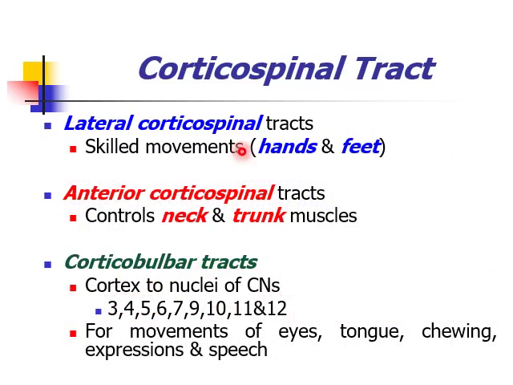The lateral corticospinal tract, the one distributed throughout the whole spinal cord, is responsible for the skeletal movements of the hand and feet, while the anterior corticospinal, the uncrossed one that is confined to the cervical and the upper thoracic region, is responsible for the control of neck and trunk muscles. Whereas the corticobulbar or the corticonuclear tracts go from the cortex towards the cranial nerve nuclei, from the third cranial nerve till the 12th cranial nerve, and it's responsible for the movements of the eye, tongue, chewing, expression, and speech.